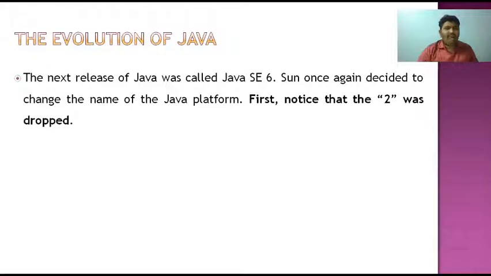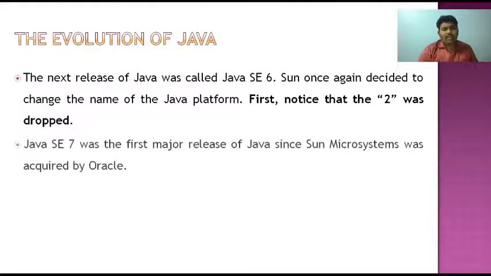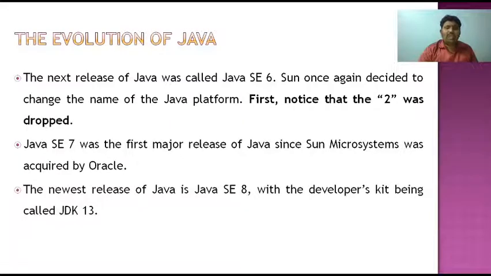After that they came with Java SE 6, and the 2 was removed from the version name. So up to then it was called J2SE, and now they call it Java SE 6. After that, Java SE 7 was the first major release after Oracle acquired Java from Sun Microsystems. With the help of Oracle, the Java SE 7 first version was released. Now we are using the latest Java version JDK 13, and at the time of making this video, JDK 14 is also available.